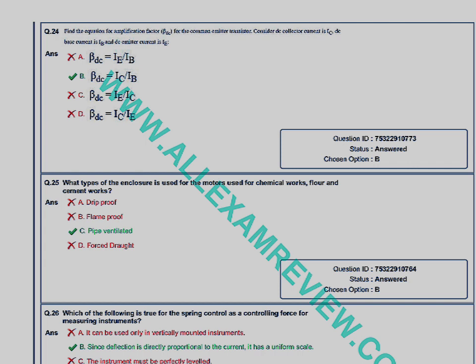Question 25. Which type of enclosure is used for the motor used for chemical works, flour, and cement works? Pipe ventilated. Okay.